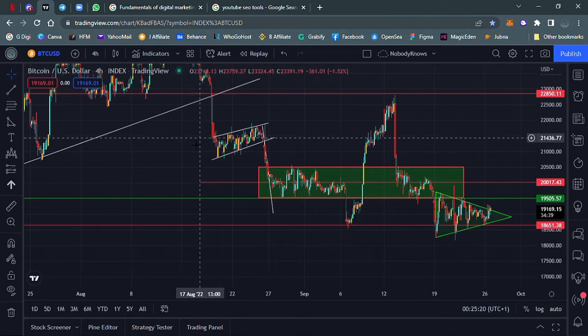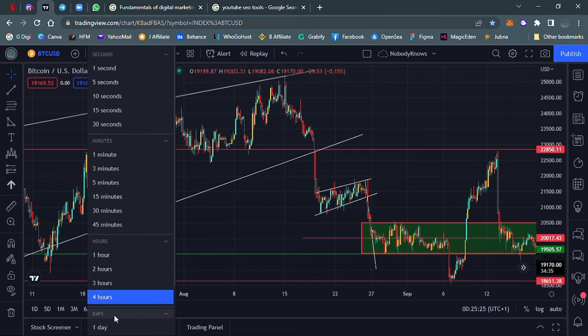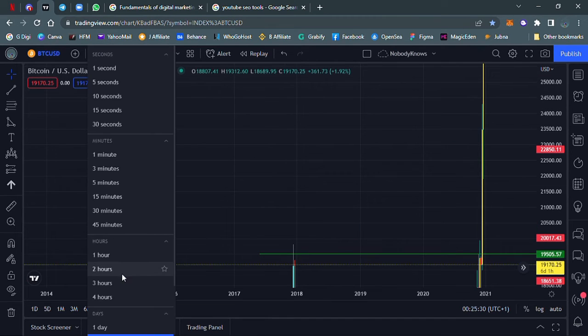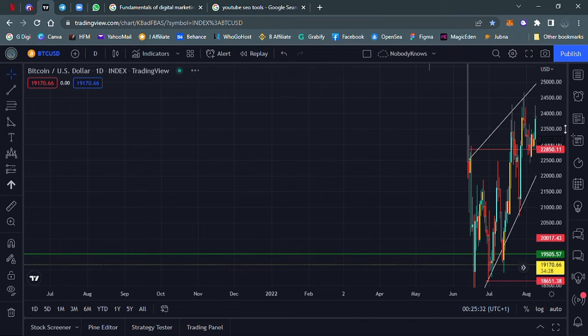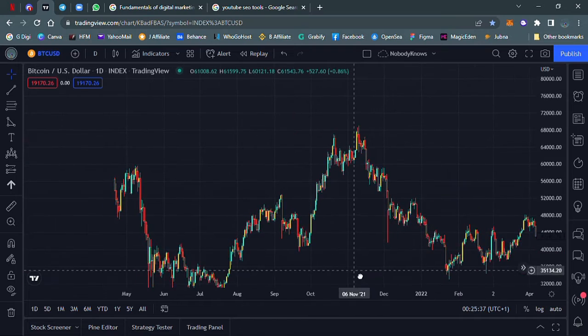Is there anything else? Let me just go through the chart. Let's go to the daily time frame. Okay, weekly. I need the daily. I think I'm good with daily. Okay, am I seeing this right? Yes, I am seeing this right.